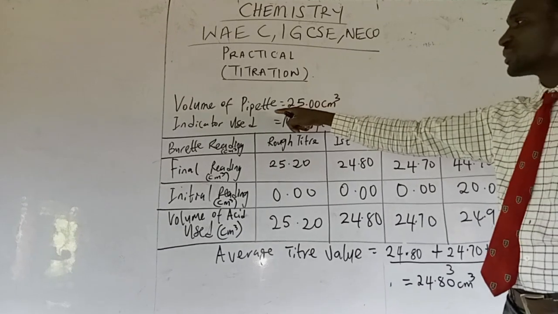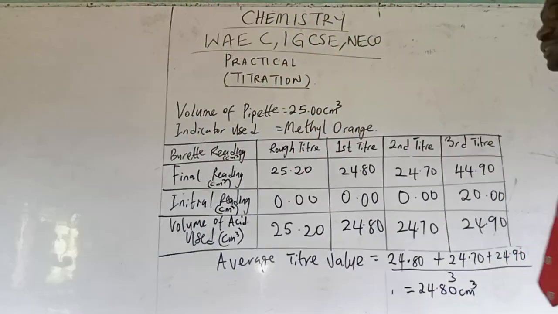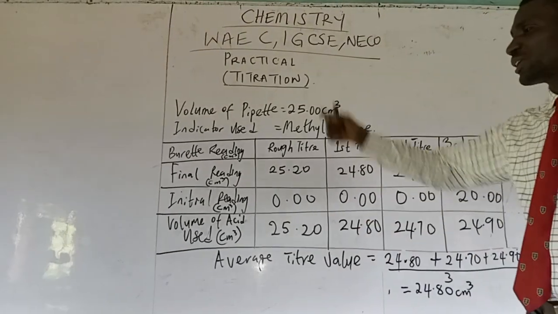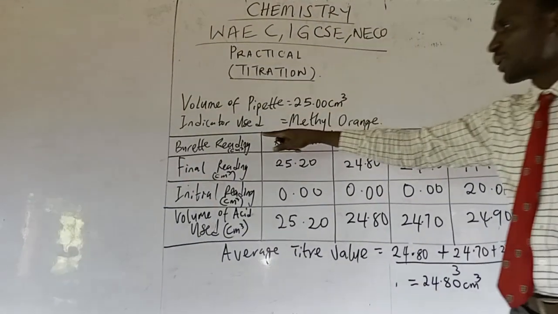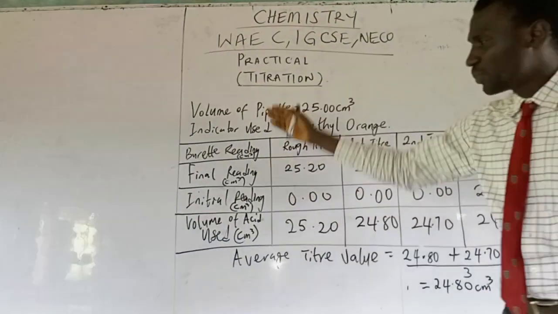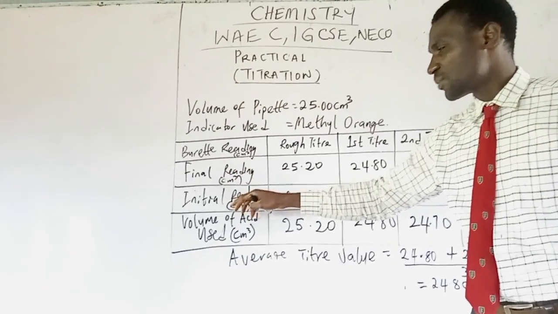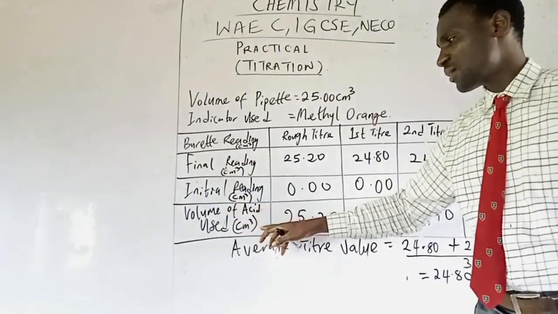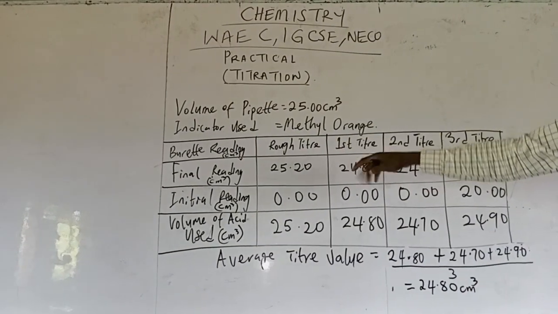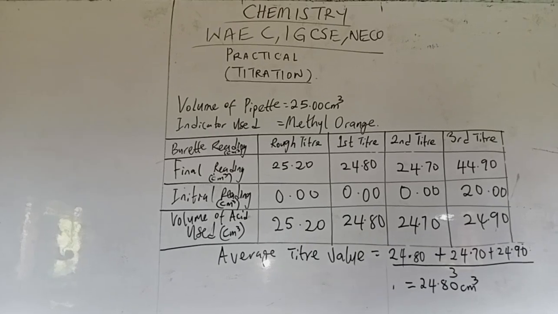Usually your base, you use your pipette to get your base, while acid is usually put inside the burette. Inside the burette. So you prepare a table like this. Burette readings: you have the initial burette reading and final volume of acid used. Now you have rough titer, first titer, second and third titer.